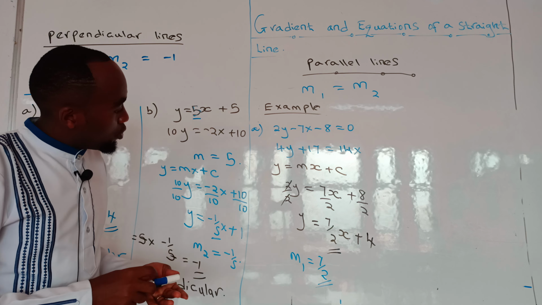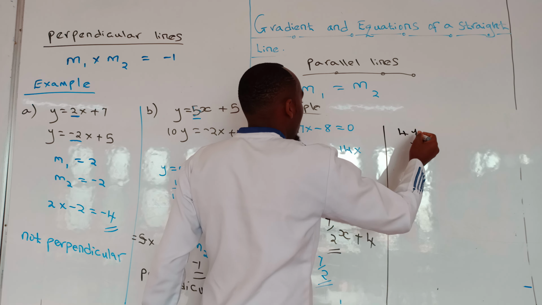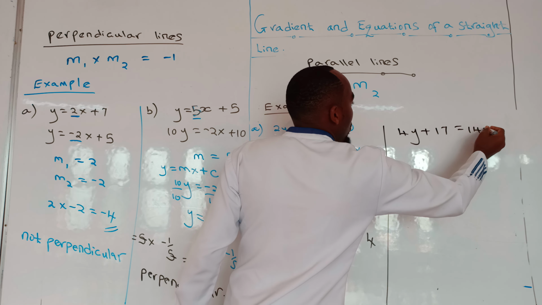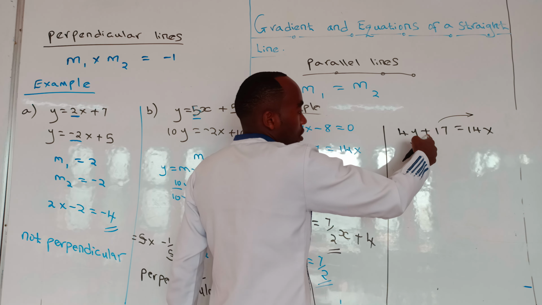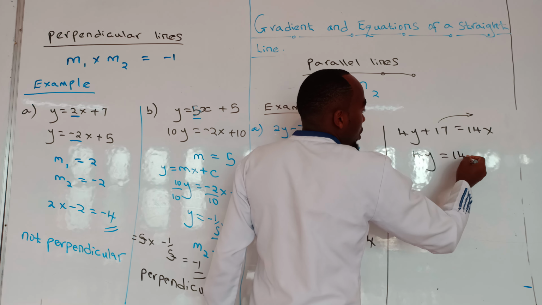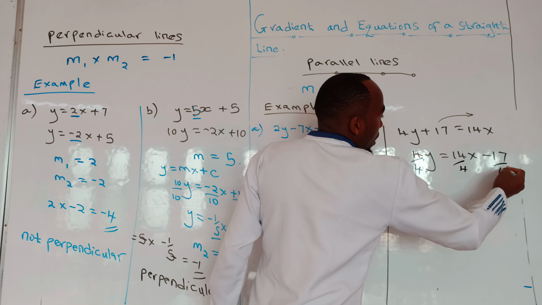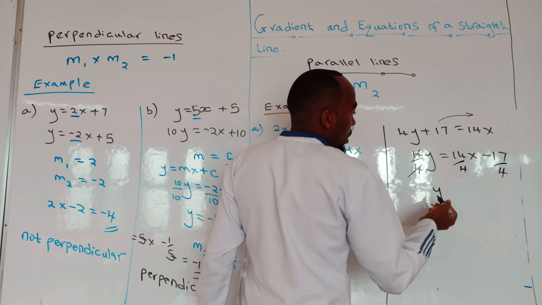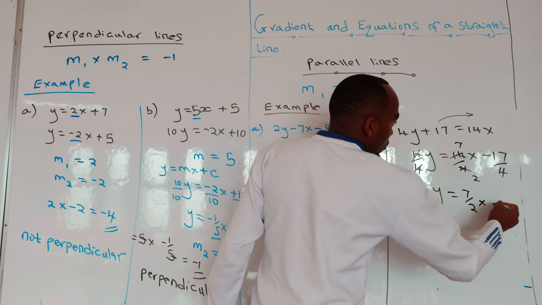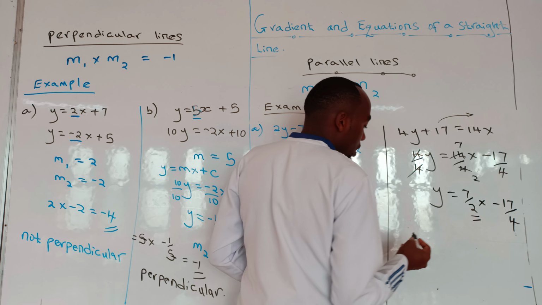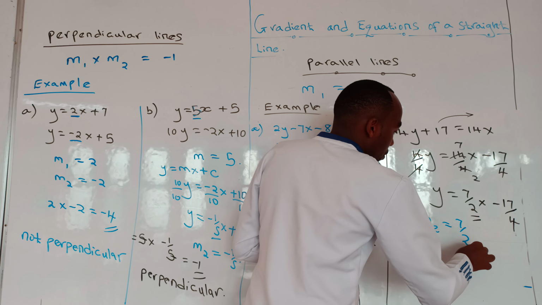You get? Let's go to the second equation: 4y plus 17 equals 14x. We need to take 17 to the other side. Because it's positive, it becomes 14x minus 17. Then we divide by 4 throughout. Therefore, y equals 14 over 4, which simplifies to 7 over 2 x, minus 17 over 4. What is the gradient there? m2 is 7 over 2.